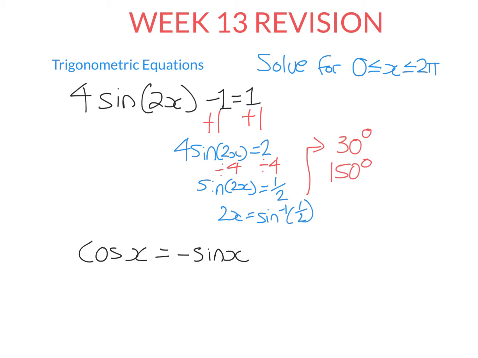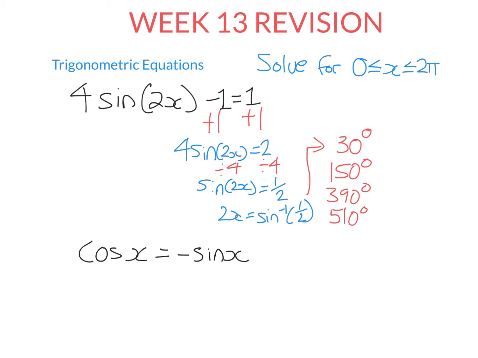So what would be other solutions? Well, remember, if you add multiples of 360 to an angle, you don't really change the angle. It has the same sine, cos, or tan value. So 30 plus 360 will be a solution. 150 plus 360 will be a solution. You might be thinking, hang on, aren't these two outside the range? But we're going to divide by 2. And they will be in the range.